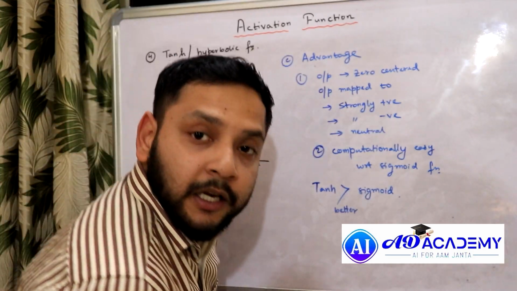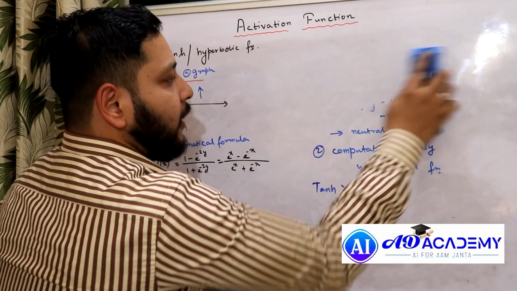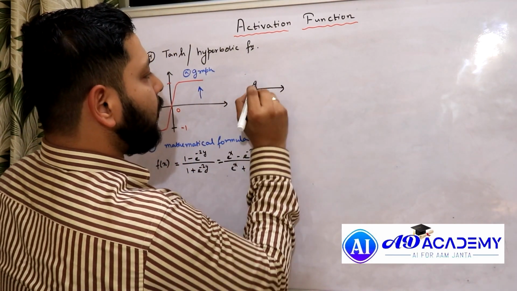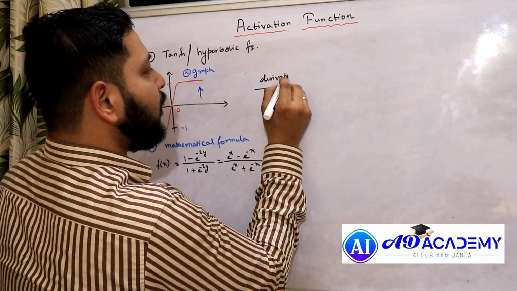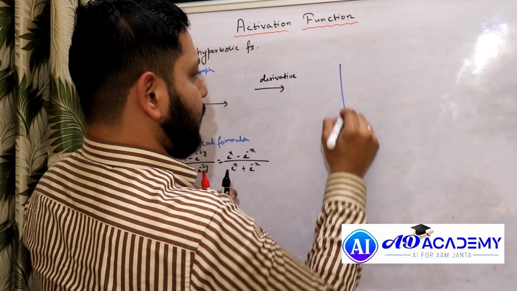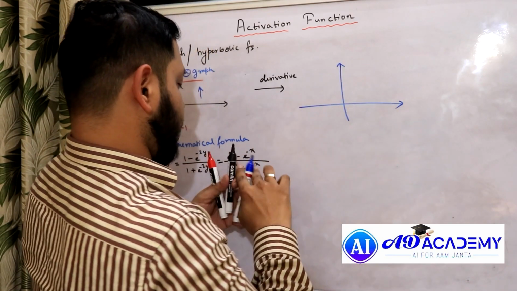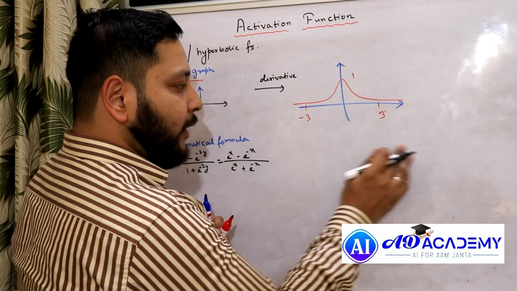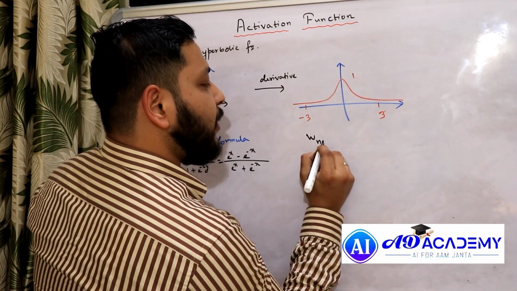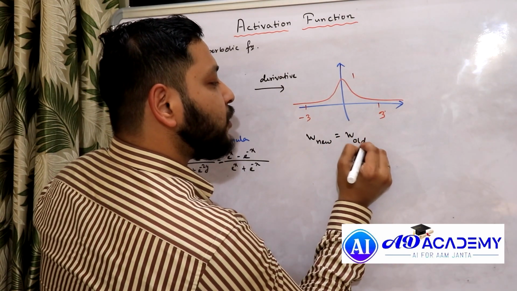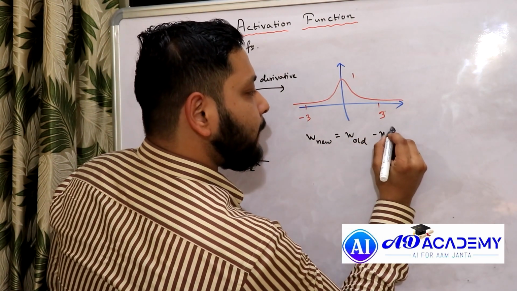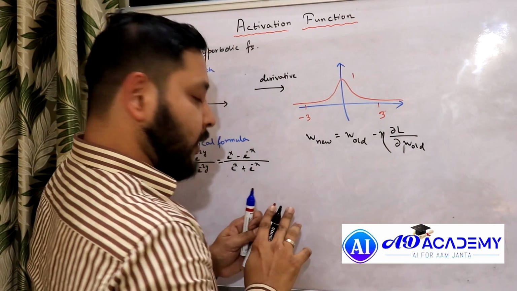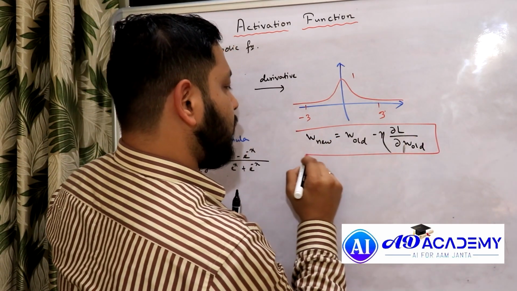This covers the advantage. Now coming to disadvantage, first of all I would like to explain the derivative of this function. If we take the derivative first, we'll see how the derivative looks like. While doing the backpropagation, we need to update our weight. This is a very gold standard, you must remember this thing always.